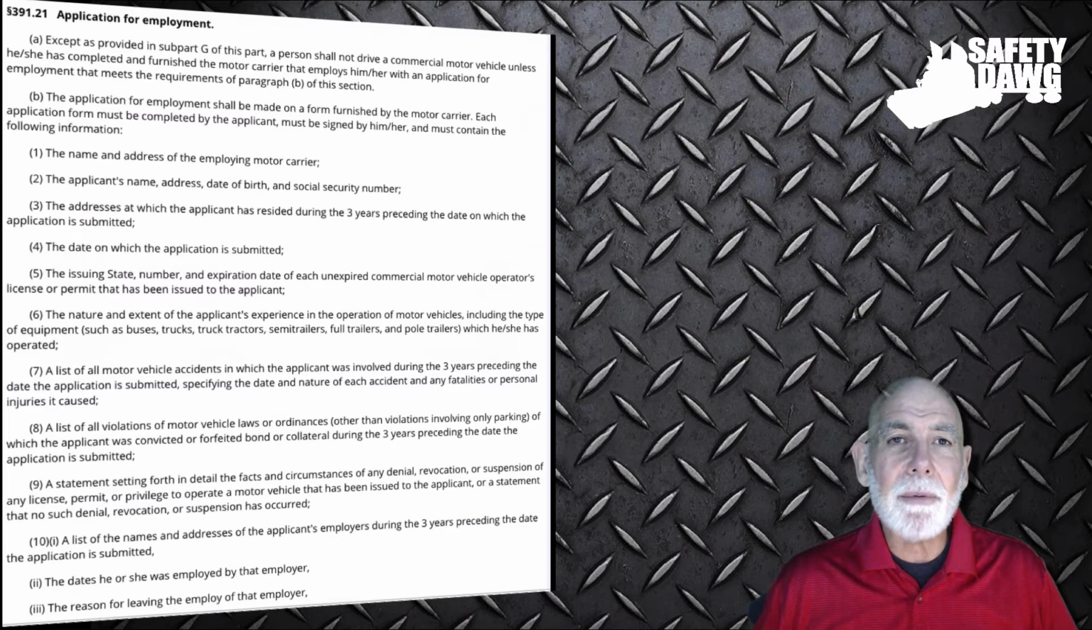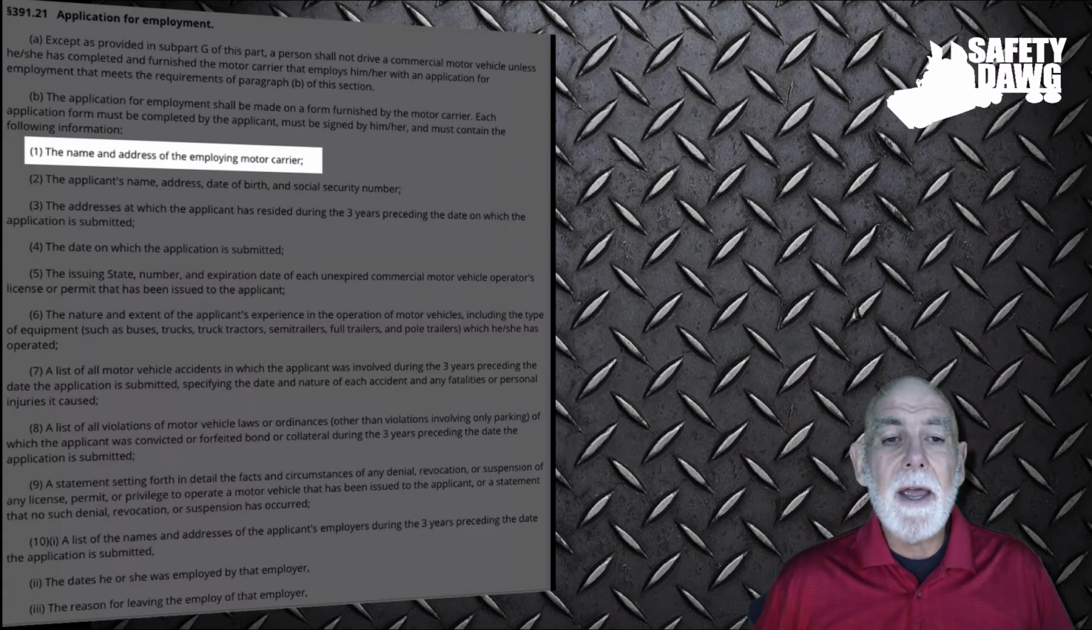I've jumped ahead to 391.21, and I just want you to, first one, the name and address of the employing motor carrier. I see many of the small fleets buy their generic application form from a provider, and it has at the top a spot for the carrier's name and address, but it's not filled in. So critical error number one is your name and address isn't there.